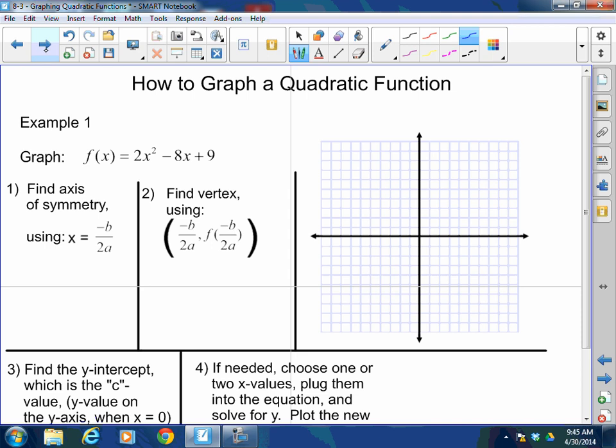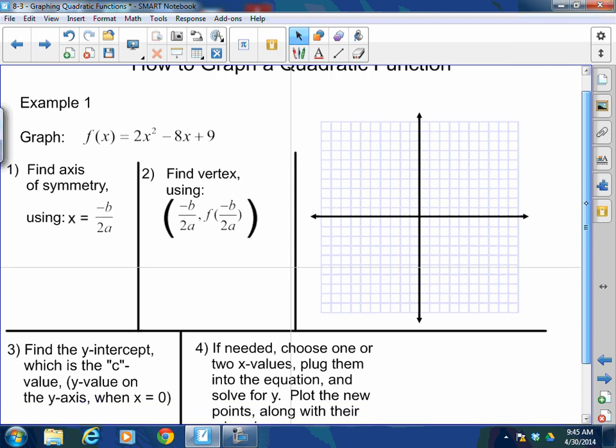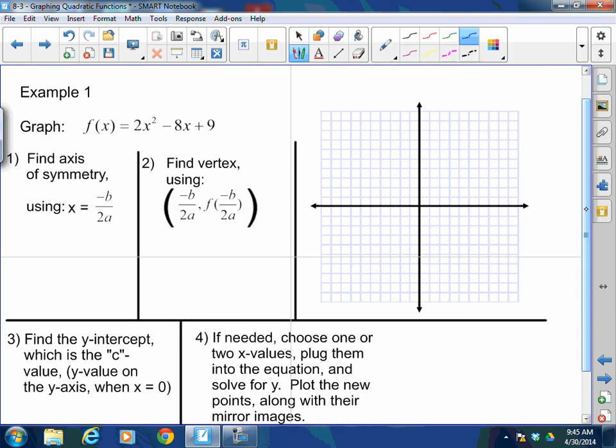Let's go. How to graph a quadratic function. There are 3 steps usually. There could be a 4th step. I'm going to explain to you when you have to have a 4th step. But oh my goodness, is this easy. I want you to graph 2x squared minus 8x plus 9.